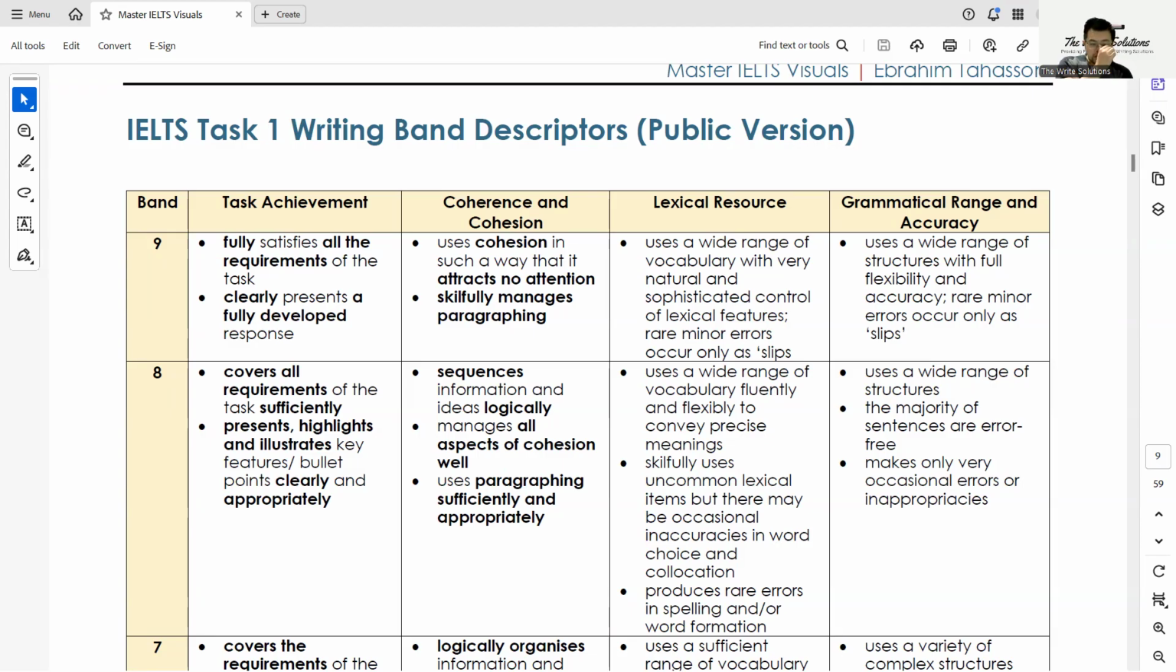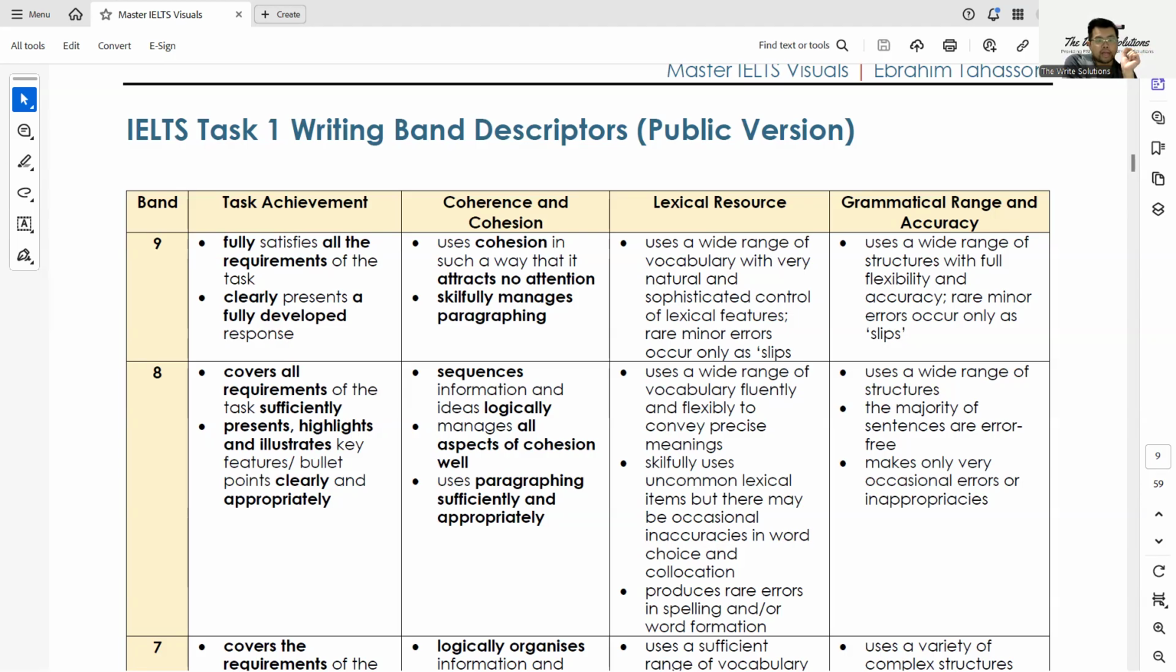So let's get started. This is the IELTS public version. We have band levels, where 9 is the highest and 1 is the lowest. As we mentioned before, task achievement: we have to paraphrase the question, do the overview, and do the features and comparisons. Band level 9 is really hard to get, even for native speakers. It satisfies all the requirements of the task and clearly presents a fully developed response.